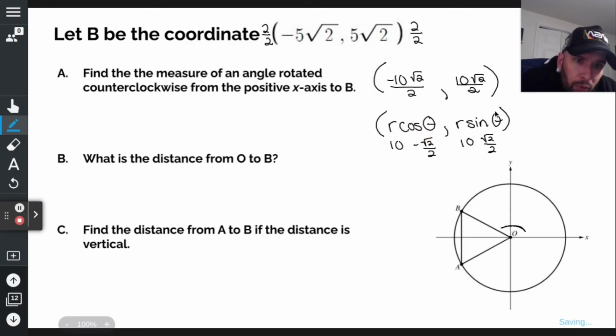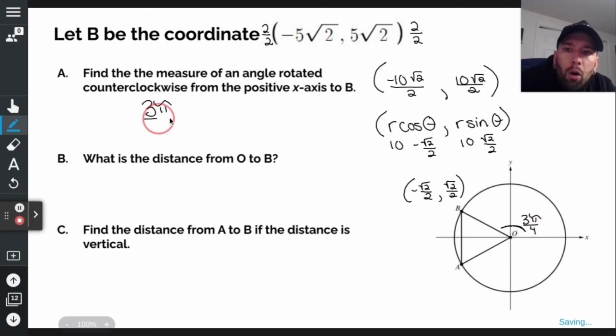I'm not asking you to find the radius, but the radius is 10. However, this is now saying cos theta is negative root 2 over 2, and sine theta is root 2 over 2. So when that happens, and of course this is not drawn to scale, that point is the direct midpoint between these two points. So I have 3 dots, B is the middle dot, which makes this 3 pi over 4. So theta is 3 pi over 4.